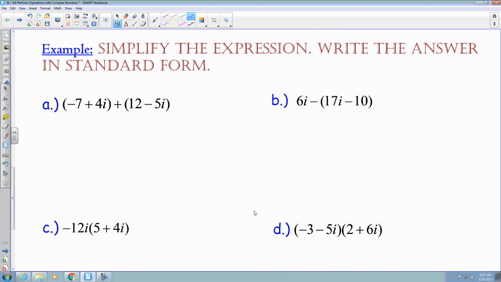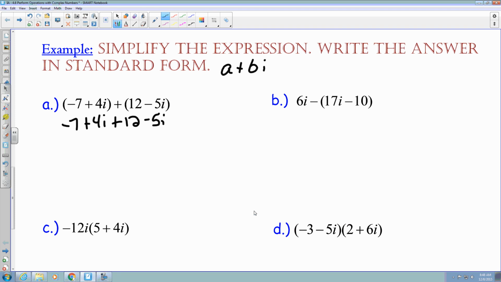For these examples, we're asked to simplify the expression and write the answer in standard form. Standard form, remember, is a plus b times i. It's an addition problem, so you're going to write -7 plus 4i, and since it's a plus, you write the second parenthesis as is, plus 12 minus 5i, and then you combine like terms.